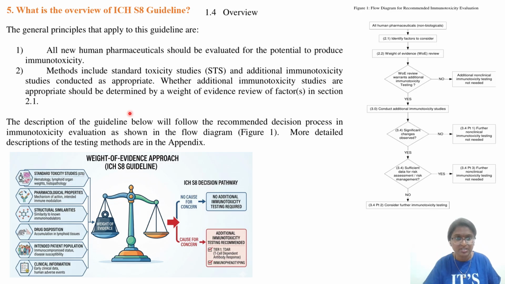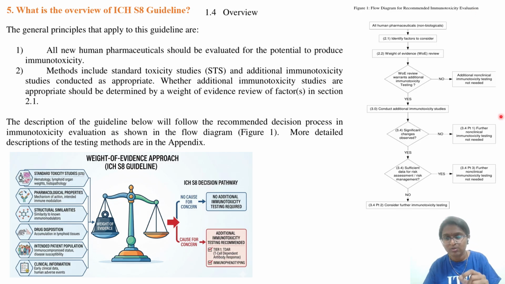If any points are missed, the description of the guideline below will follow the recommended decision process in immunotoxicity evaluation as shown in flow diagrams. So whenever certain diagrams are there in safety or quality guidelines, you have to read the tables, the decision tree table, and any summarized tables. Those also you always have to read, because the examiner will ask questions from those tables only. More detailed description of the testing methods are discussed in the appendix. What is this appendix? We'll see in the next video.